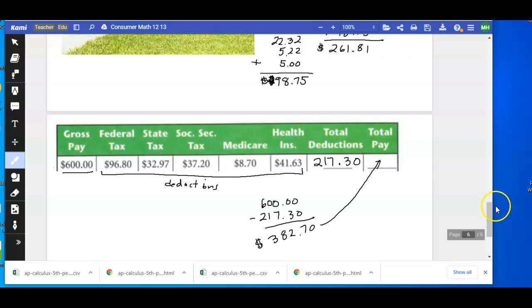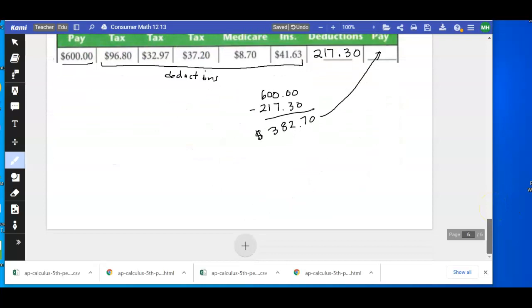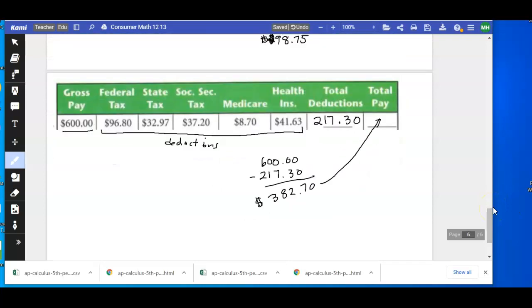All right, guys, that's pretty much it for this lesson. This is due for tomorrow, so I think you should be able to finish it up in this class period, hopefully.